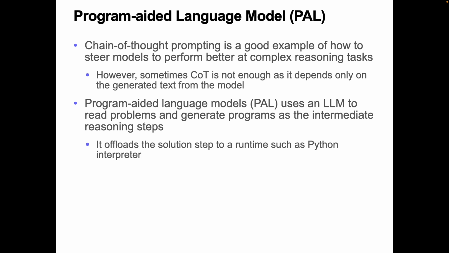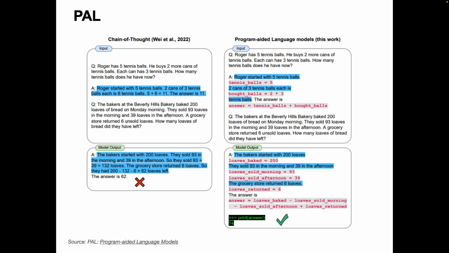So how does this differ from chain-of-thought prompting? In chain-of-thought prompting, you're just using the text that the model generates, like the step-by-step reasoning. But in this case, we are relying on an external tool, and the tool is the Python interpreter, to get to an answer. So this is the comparison. I got this figure from the paper.